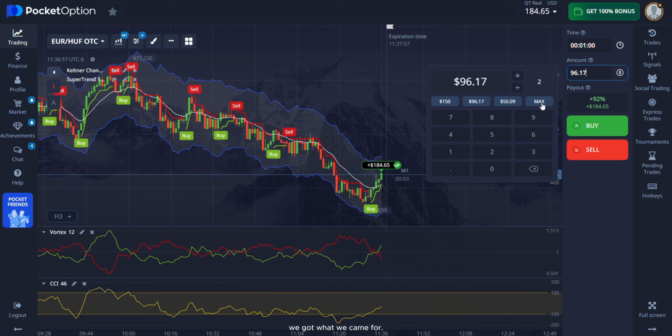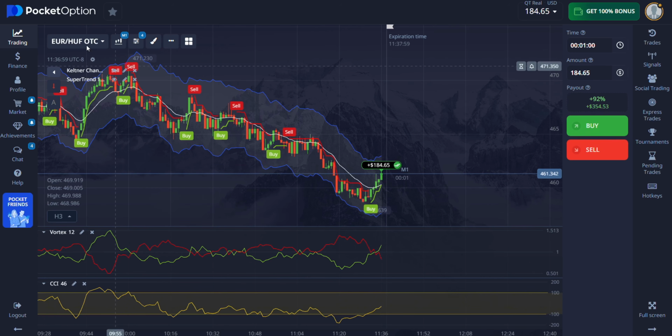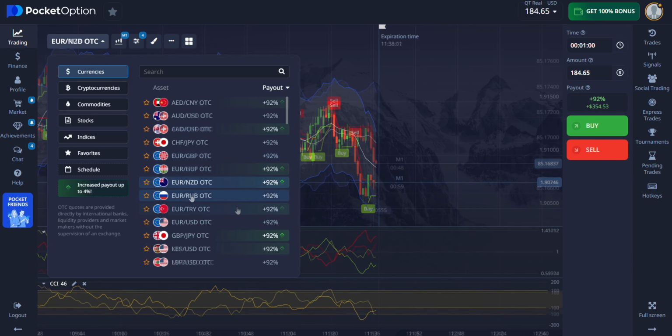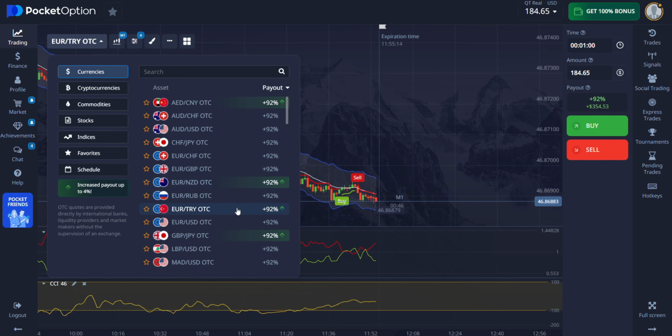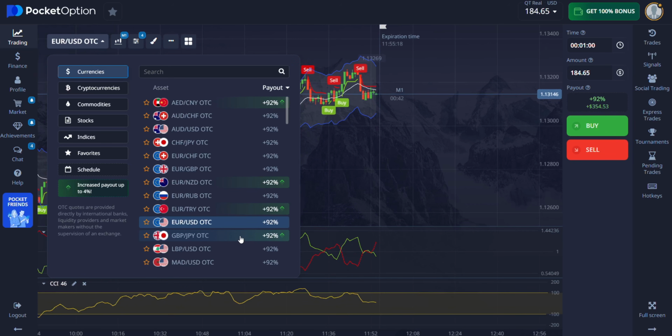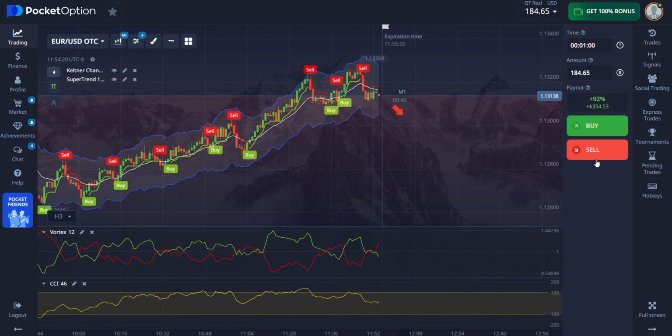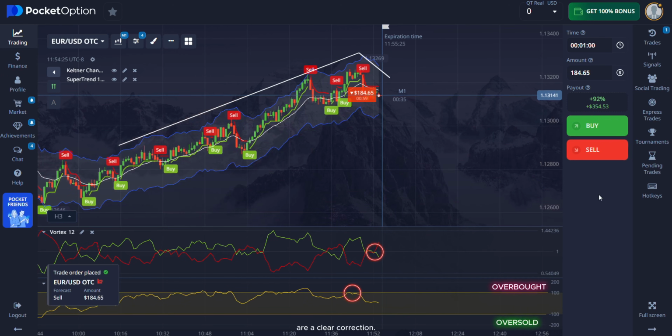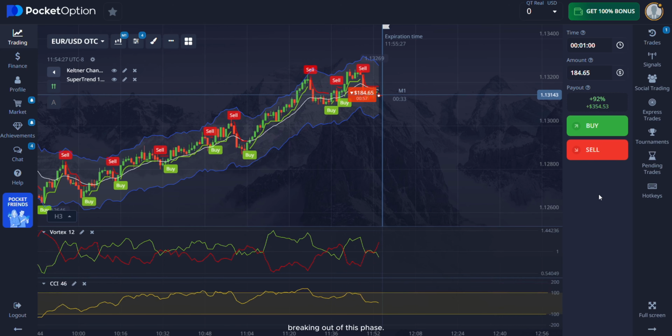Perfect. We got what we came for. The trend has reversed, and the current movements are a clear correction. We're now seeing the price breaking out of this phase. This is a clear signal for a downward move.